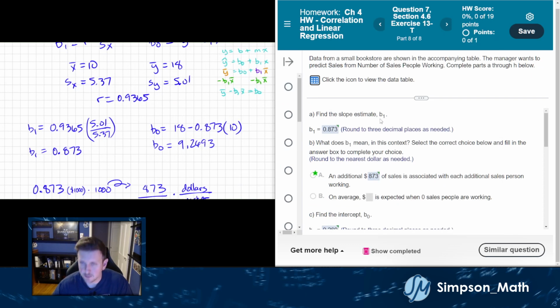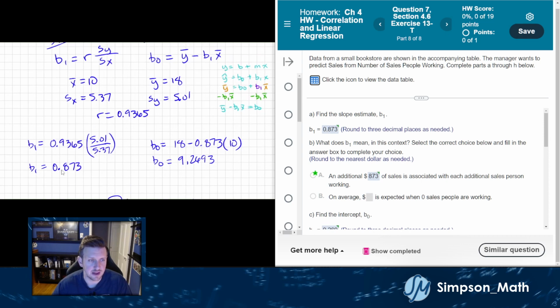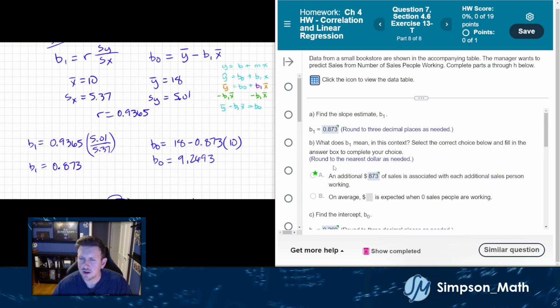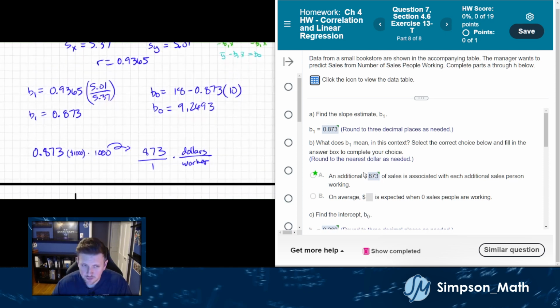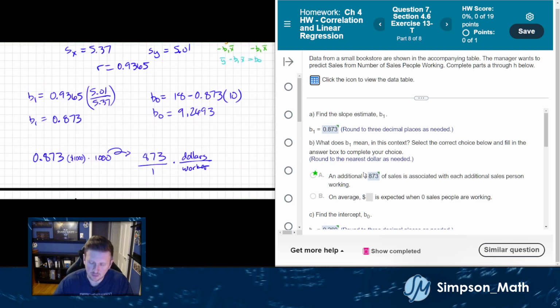So it says find the slope estimate. That's our 0.873. Now, what does this mean? I do want to point out that our y value, remember, is in thousands of dollars. So when the slope here is 0.873, we actually need to do a little bit of a conversion.